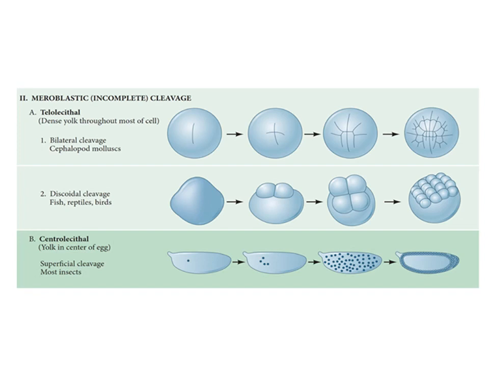In the case of centrolecithal eggs, where the yolk is present at the center of the egg, the cleavage is known as superficial cleavage. This type of cleavage is mainly present in insects. In superficial cleavage, the cleavage is restricted to the peripheral side. In this type of egg, the nucleus is present inside a small cytoplasmic island at the center. The nucleus slowly migrates to the peripheral side after the division.